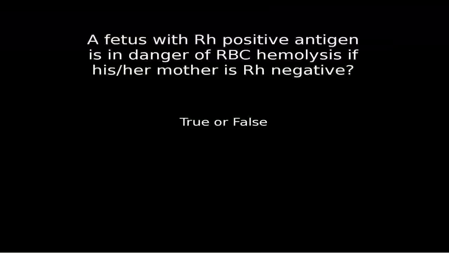Number 11, true or false? A fetus with Rh positive antigens. Remember, we talked about blood group AB, but you also have this Rh positive, rhesus antigen positive or negative. What is that antigen? D, I believe, D antigen, if I remember correctly. Not important, but essentially a fetus with Rh positive antigen is in danger of RBC hemolysis if her mother is Rh negative, and that is in fact true.